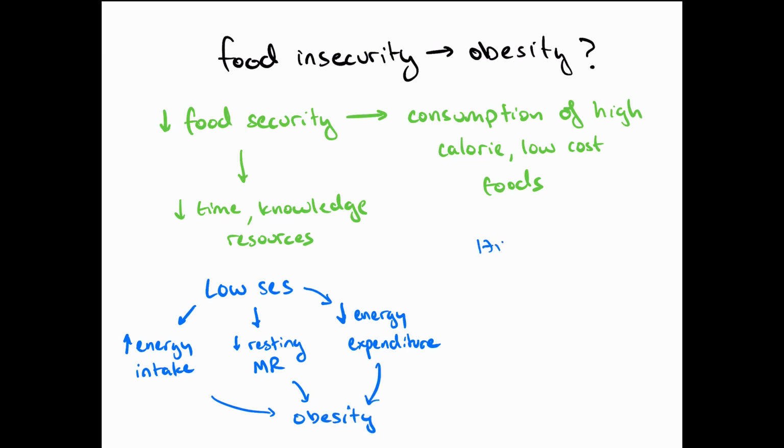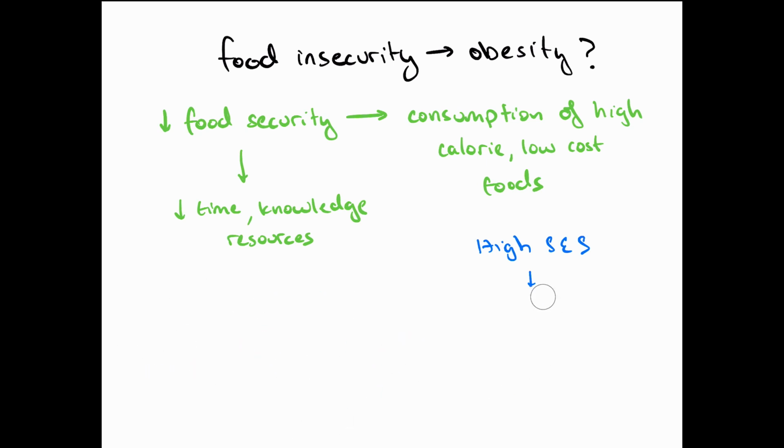Those with high socioeconomic status do not have these changes. There's no chronic change in their energy intake, nor their resting metabolic rate, etc. And so then there's no change to their weight. And so they are less likely to become obese.